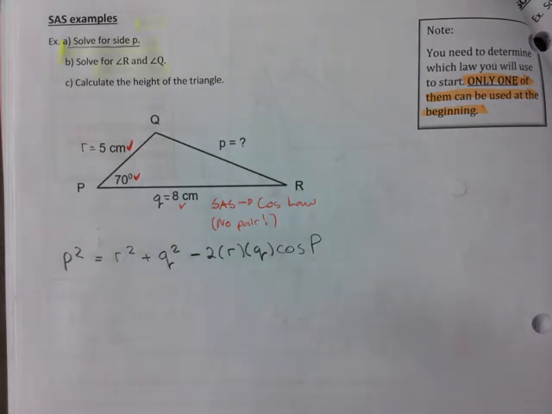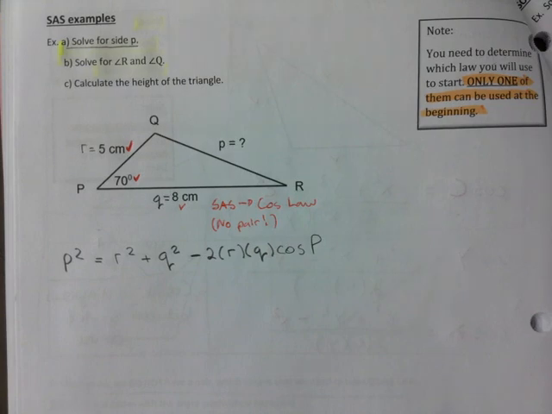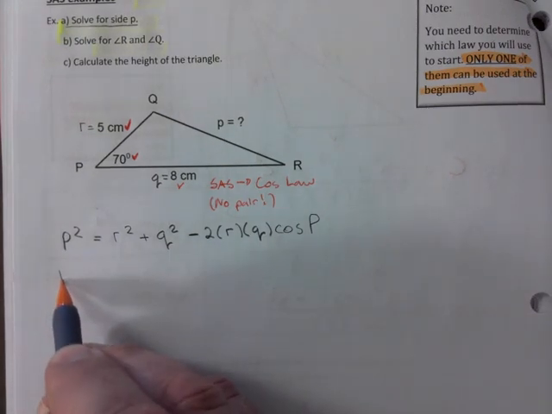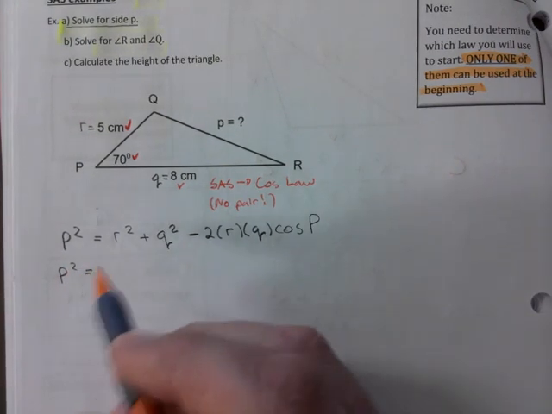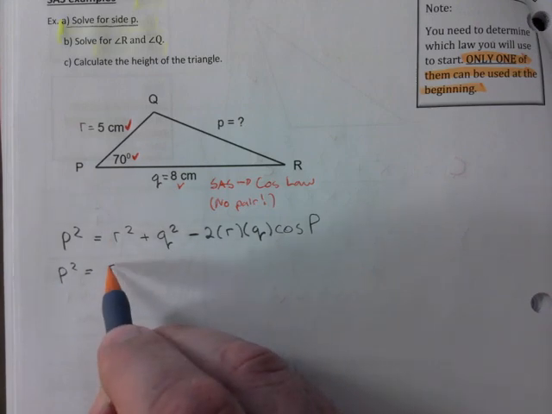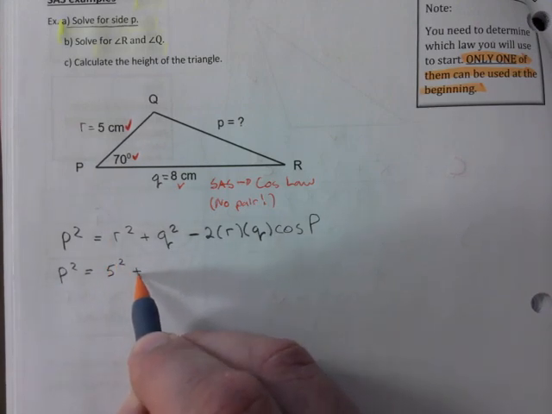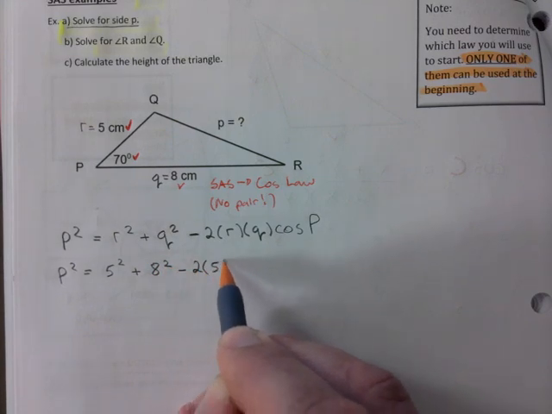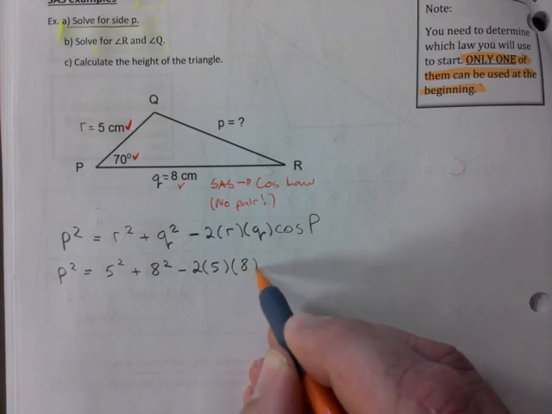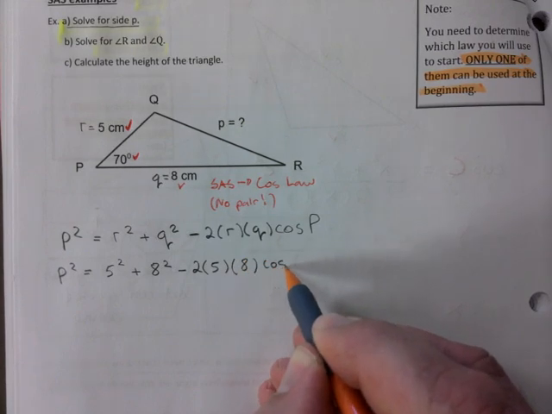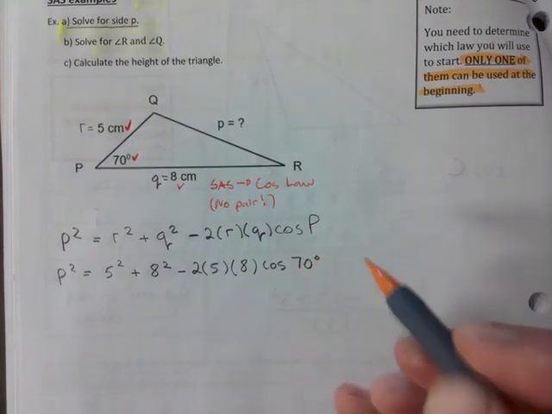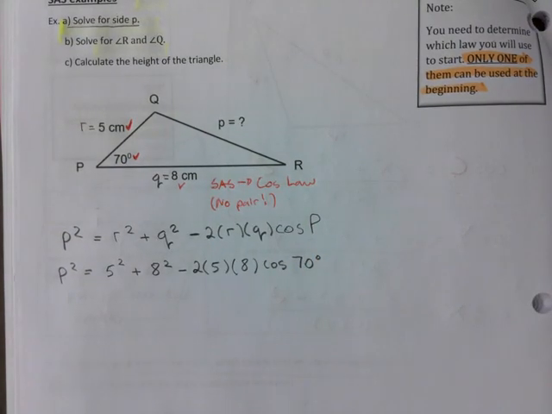You don't have to do this. I don't require this step on an assessment, but for notes purposes, we're going to first develop our pattern. So here we go. P squared is equal to r squared, so that'll be 5 squared plus 8 squared minus 2 times 5 times 8 times cosine of angle P, which is 70 degrees. So everything is known to you on the right-hand side.